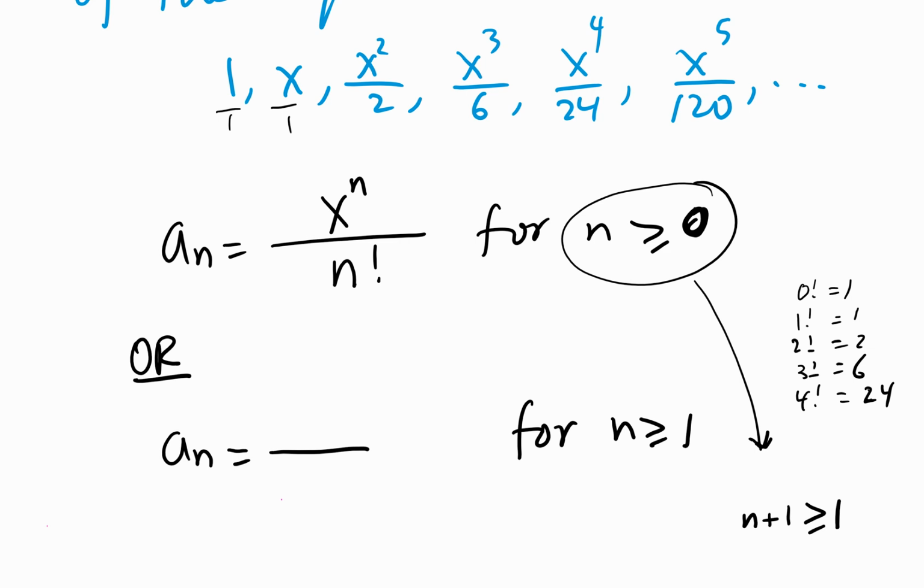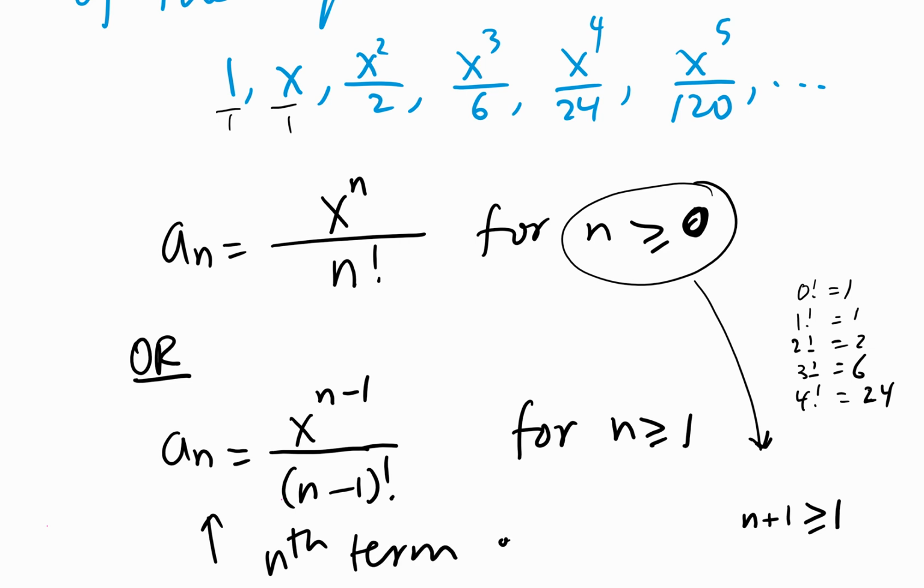Now what happens is, if I want to go back, this is called shifting. So if I want to get x to the 0 on the top, that would be n minus 1. So when you substitute n equals 1, n minus 1 is 0, so you get x to 0. Then you do the same thing on the bottom. Instead of just n, you do n minus 1 factorial. So that's called shifting. You can take any sequence and shift it to the right, to the left, you do minus 1 or plus 1. So this is the expression that we're looking for. This is the nth term of the sequence.